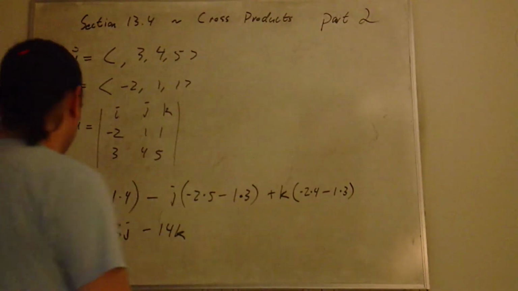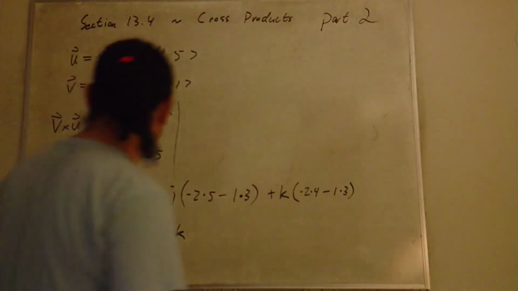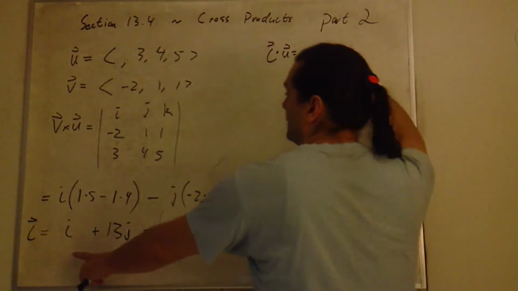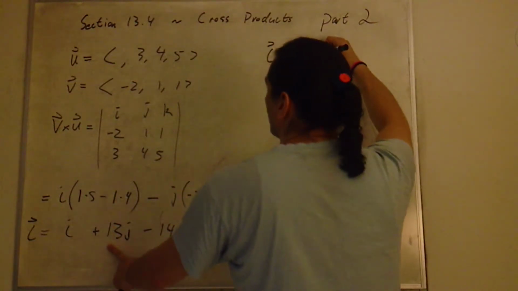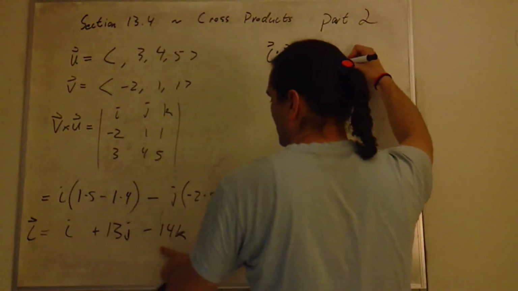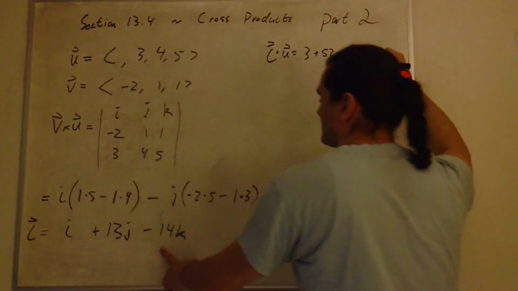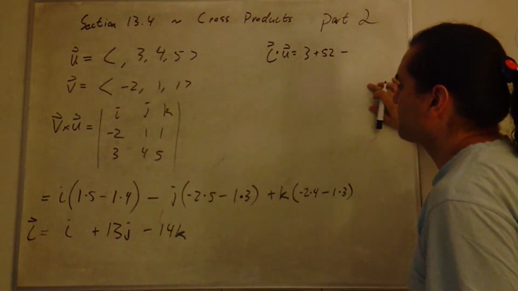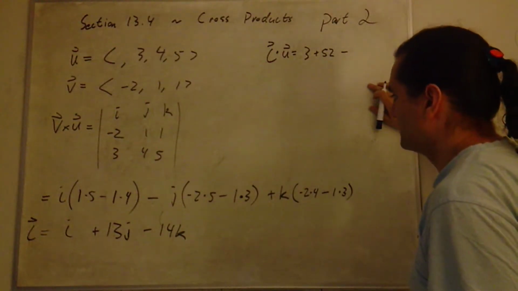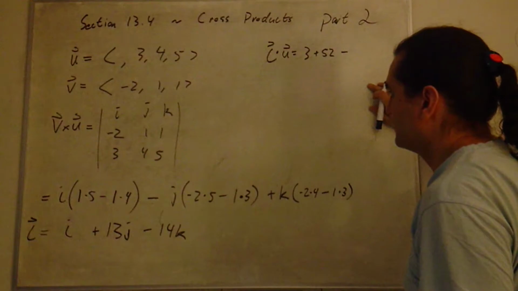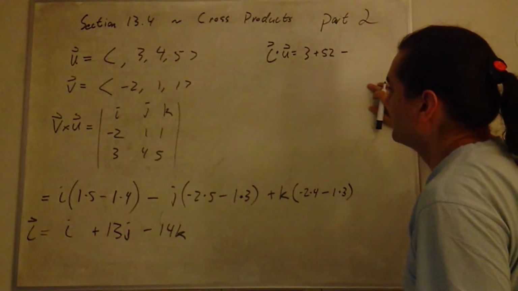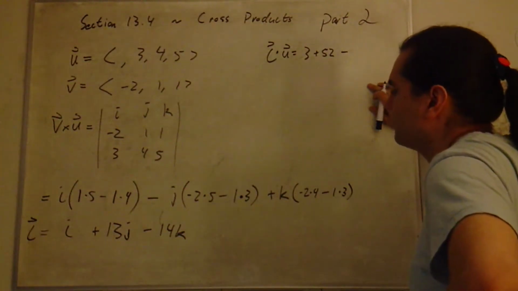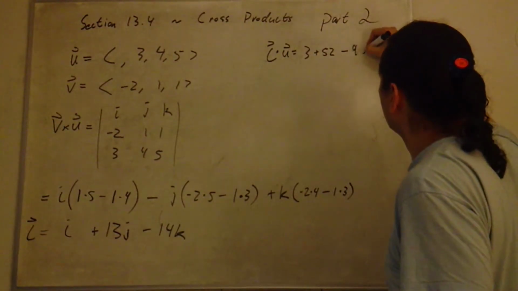Let's check. I'm going to call this C for cross product, and I'm going to find the dot product of C and U. That should be 3 plus 52 minus... something went wrong. Huh. 14 times 5 is 90. That's not 0.